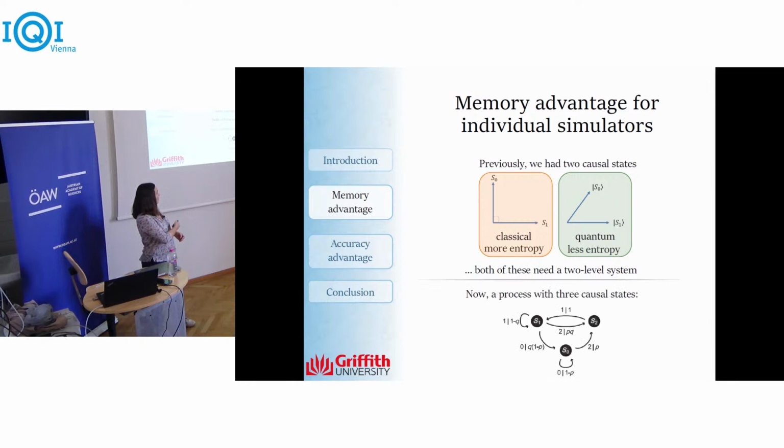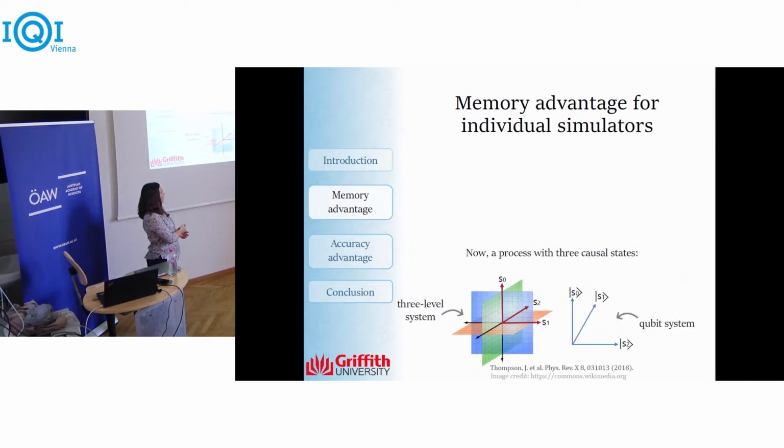For that, we need a more complex process. I won't go through the details, but the main thing to note is that it's got 3 causal states, S0, S1, and S2, again with some transition probabilities between the states. Now, classically, you need a 3-level system to encode, or if you're sticking to bits, you need 2 bits. But for the quantum encoding, the overlap between the different causal states is such that you can fit all 3 into a qubit encoding. So in theory, it's possible to have lower dimensional memory.